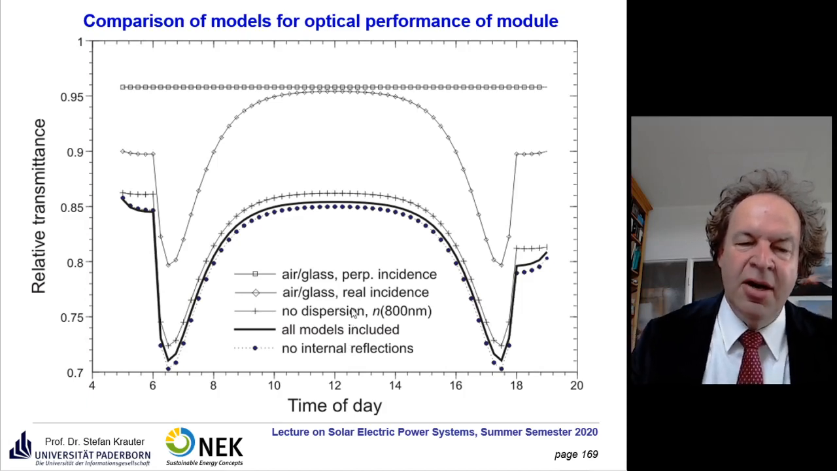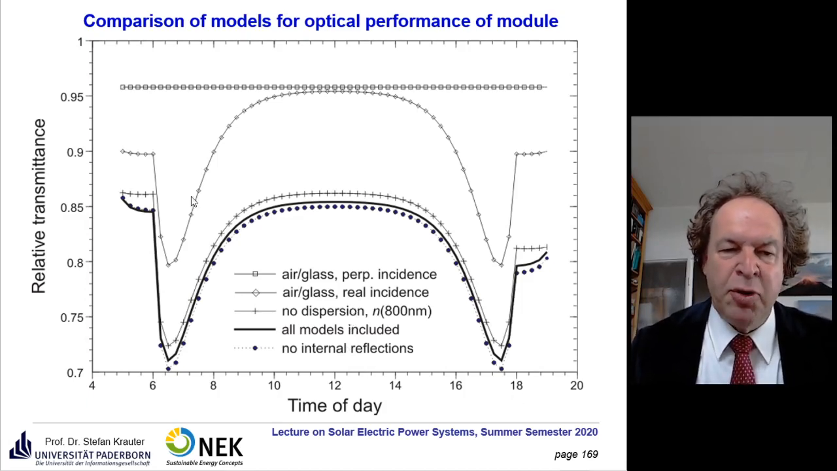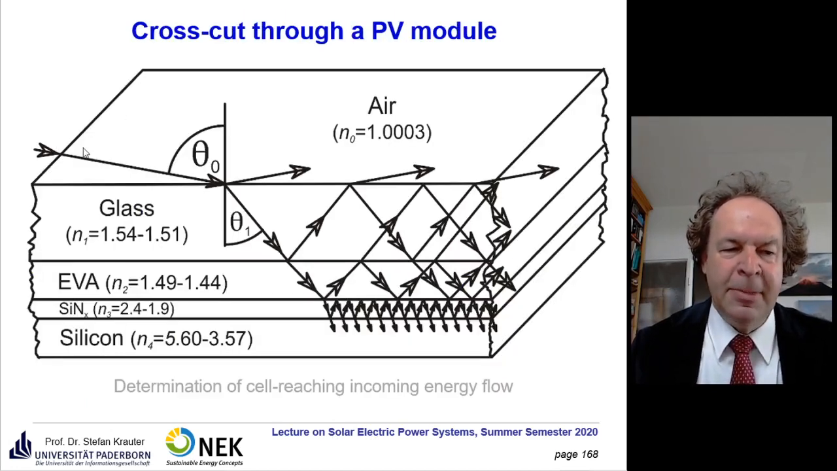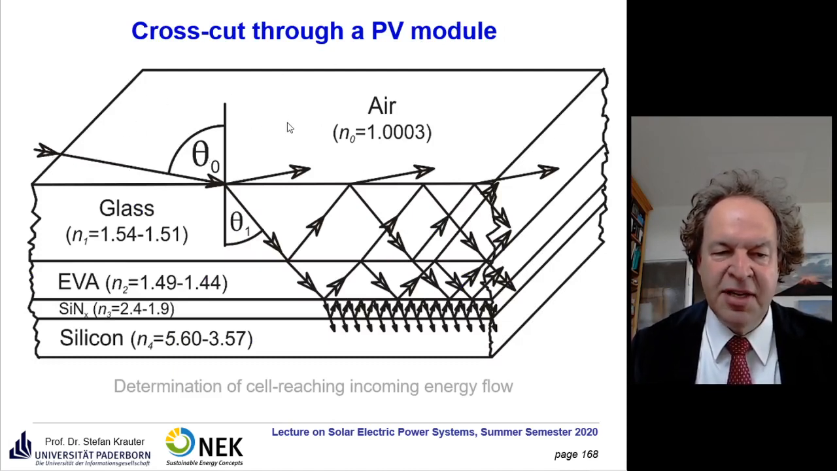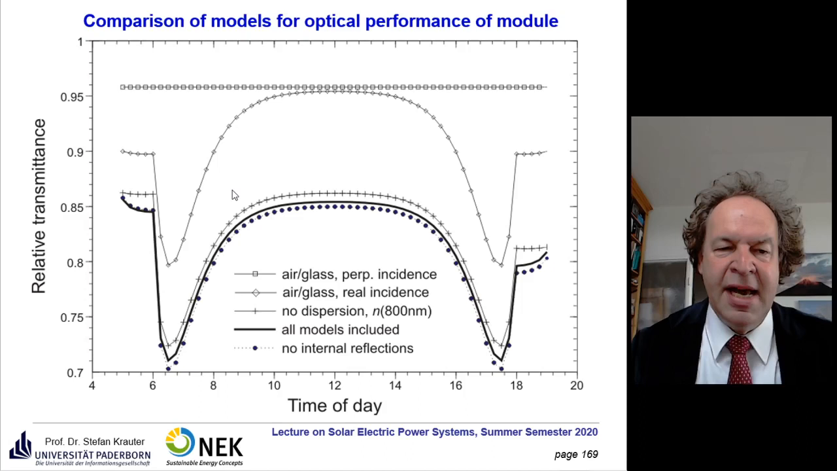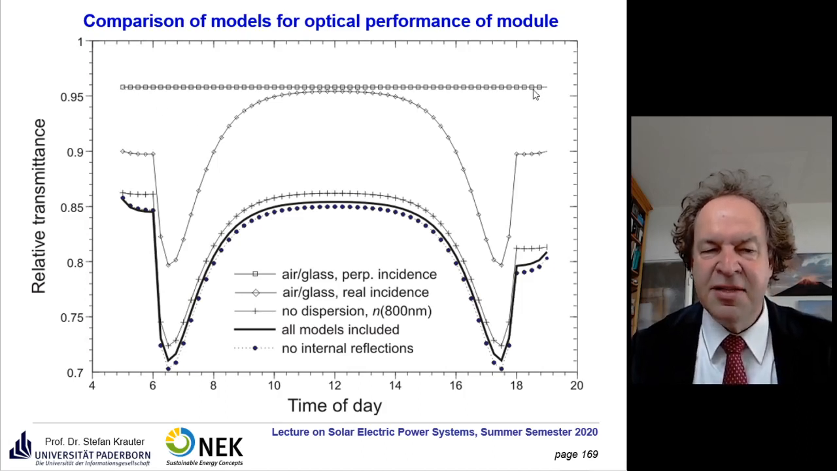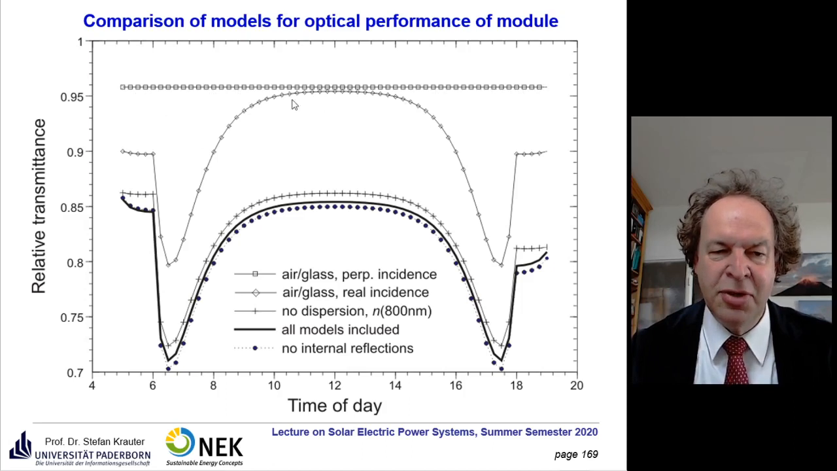Here are some results on that. So this is the time of day, and what you often find in literature, they just take the first interface here, glass-air, as the most important interface, and they don't even consider the incidence angle. They always take a perpendicular incidence, and that's the result of it. So you find in some literature, okay, we have 4% losses only, independent of the part of the day, because the incidence angle is not considered either, and this is a result. And this may lead to inaccurate simulations of the actual performance of the PV module.